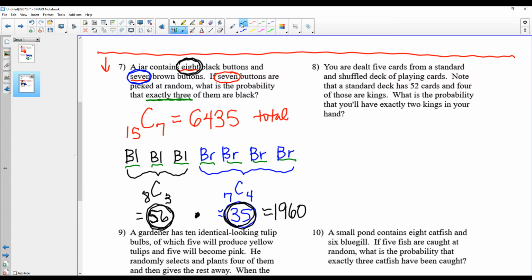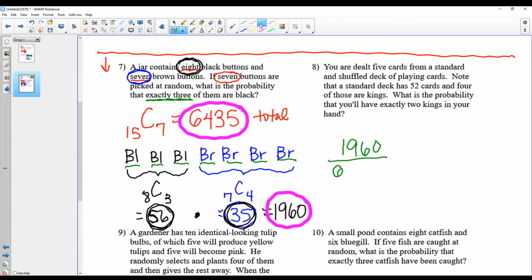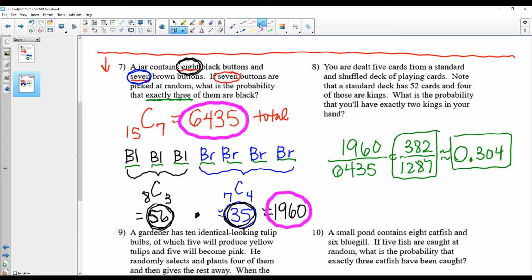We don't want to write these all out. So now I have 1,960 successes and 6,435 total. So I'm just going to come over here and write it in this little space. 1,960 out of 6,435, or 382 out of 1,287. Okay, so simplified fraction, decimal, percent, all of those are fine.